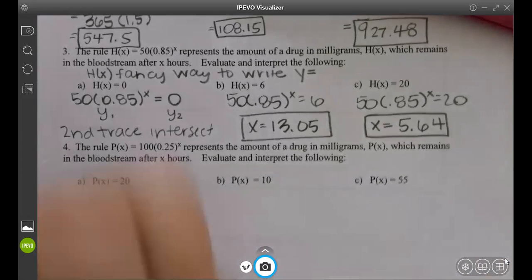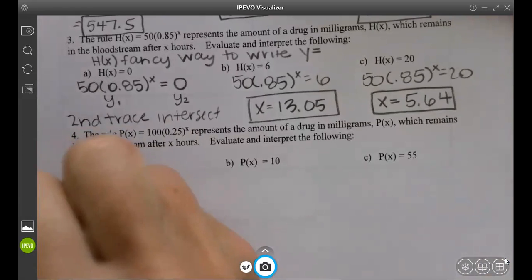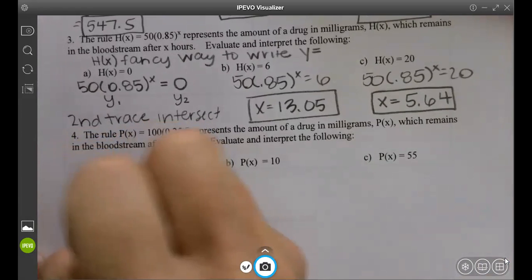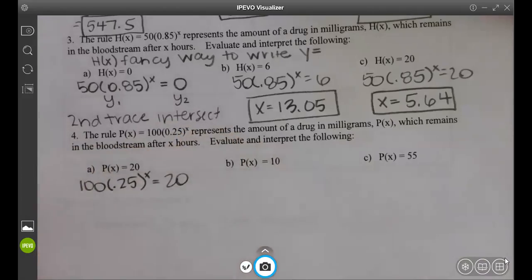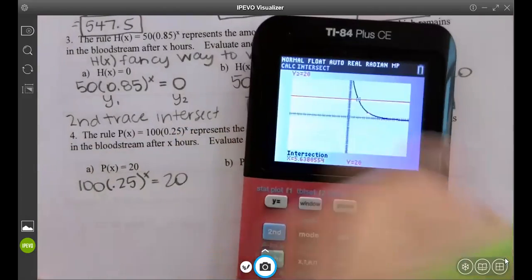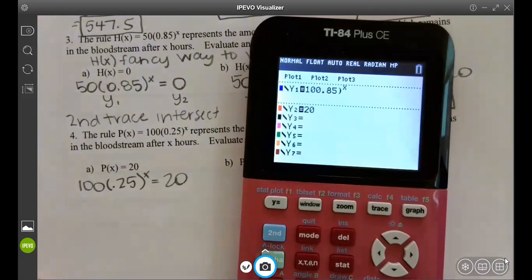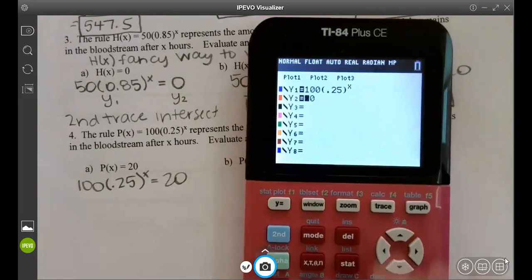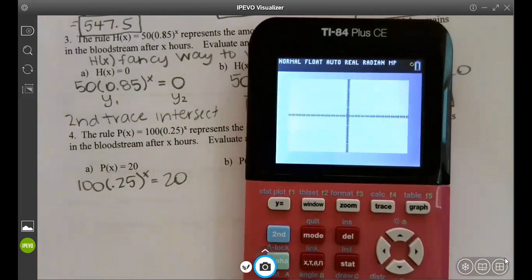100 parentheses 0.25 X equals 20. Perfect. Put it in your calculator. We're going to change this one up here: 100 times 0.25 to the X, and then we still have 20. We'll graph it and make sure that we can see the intersection.